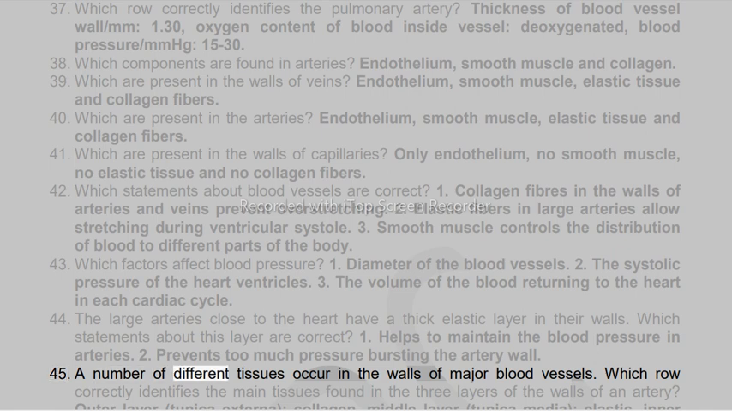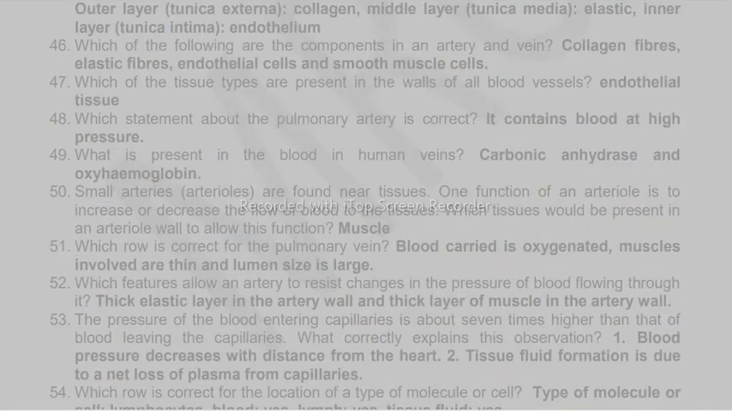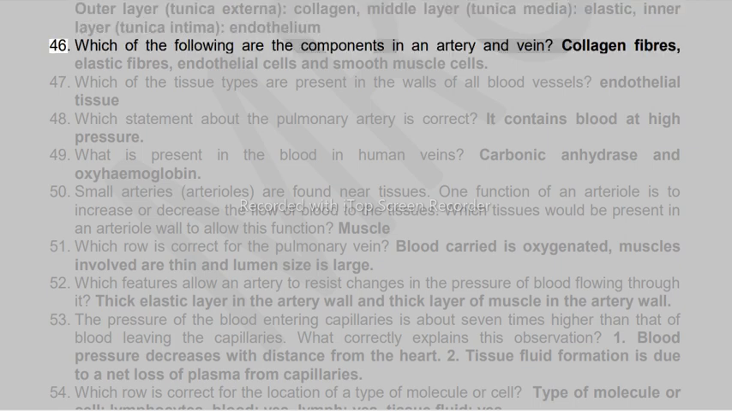45. A number of different tissues occur in the walls of major blood vessels. Which row correctly identifies the main tissues found in the 3 layers of the walls of an artery? Outer layer, tunica externa: collagen. Middle layer, tunica media: elastic. Inner layer, tunica intima: endothelium.